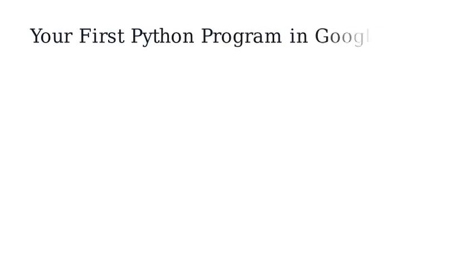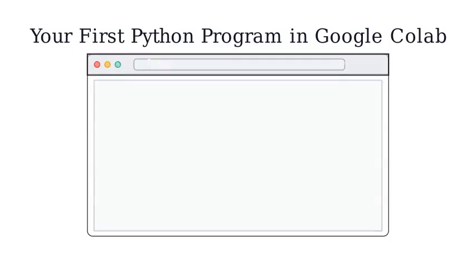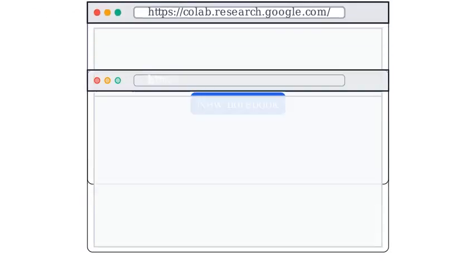Welcome! In a few minutes, you'll write and run your very first Python program in Google Colab. We'll go step by step, and you can follow along. Step 1. Open Google Colab. Go to the address bar and type the site address. Then click New Notebook to create a fresh notebook.